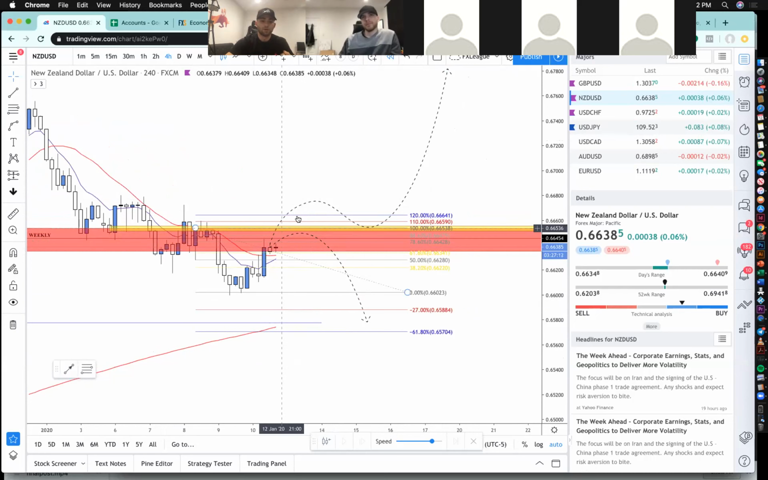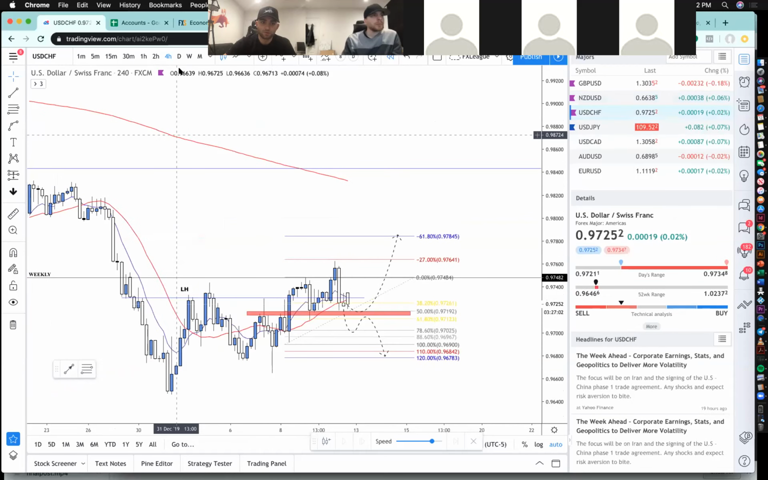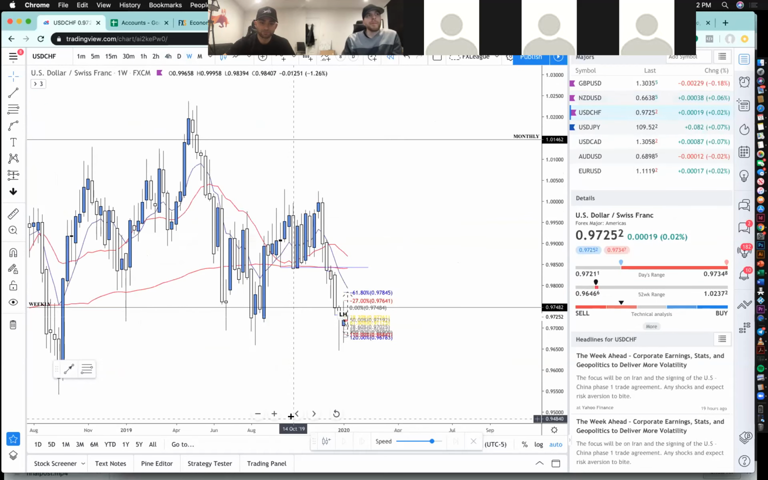Or if we break above on the 4 hour and we retest, then I'm going to look to continue the weekly and daily bullish trend and take buy opportunities. So that's NZD USD. Let's go over USD CHF.